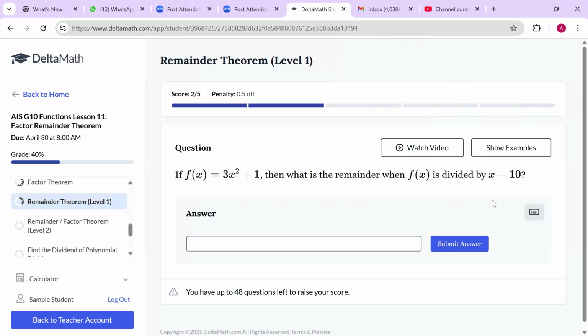Let's try a third one. I'm going to use the easy technique only, so it's just x minus 10, so it's f of 10. So 3 times 10 power 2 plus 1, which is 301. That's the final answer here.